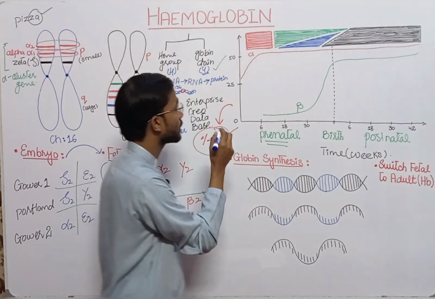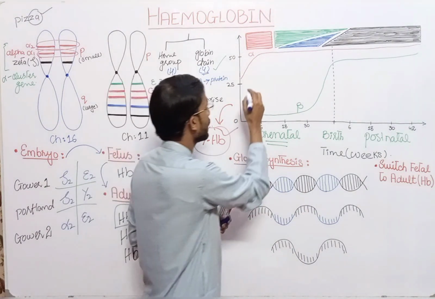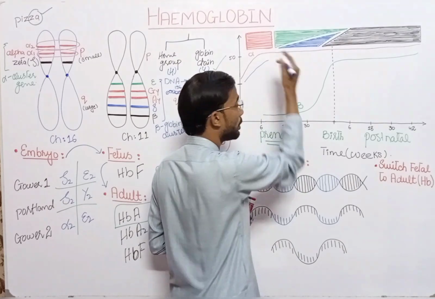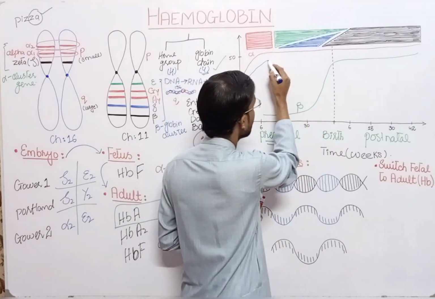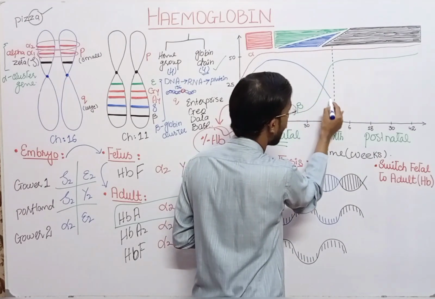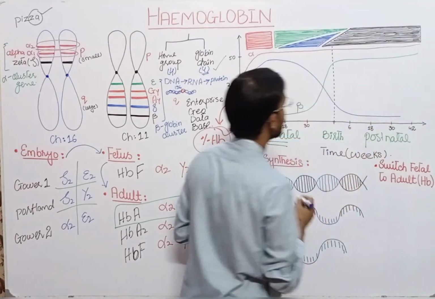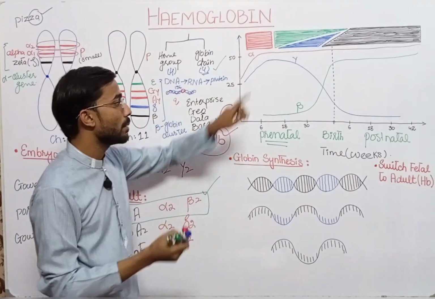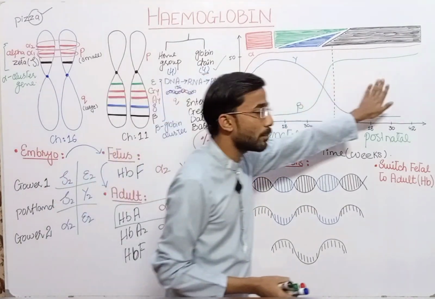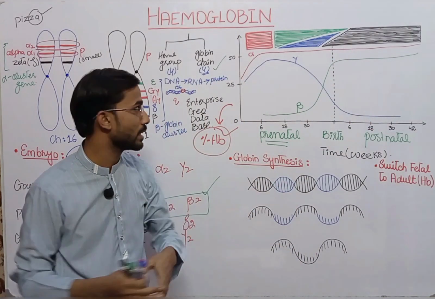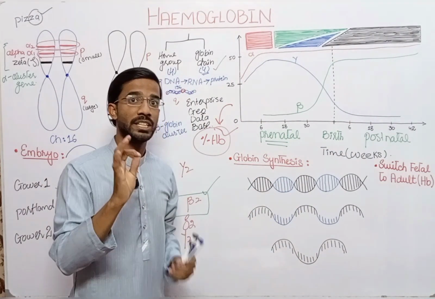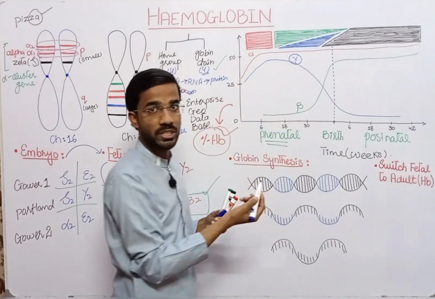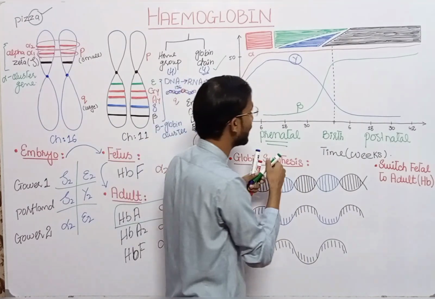And next is the gamma. In the gamma situation, gamma is high in the prenatal period and it will reduce afterwards. Gamma is high in prenatal life and in postnatal life its quantity decreases. This point is very important. Gamma globin chain converts into the beta.